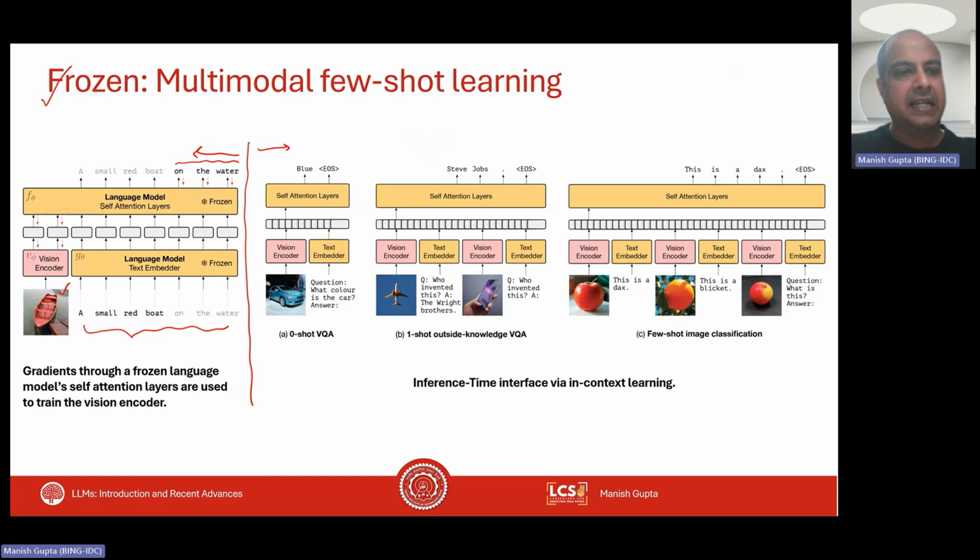Now, clearly at train time, you have both the text and the caption and the image, and you want to basically use the language model, the large language model, to generate the tokens in the caption in an autoregressive manner.